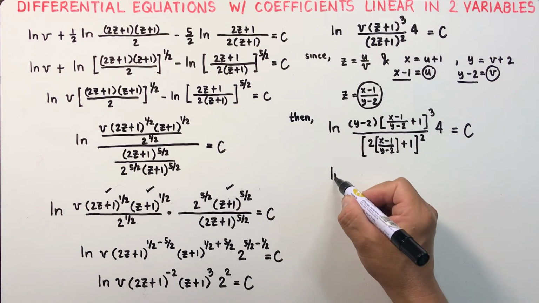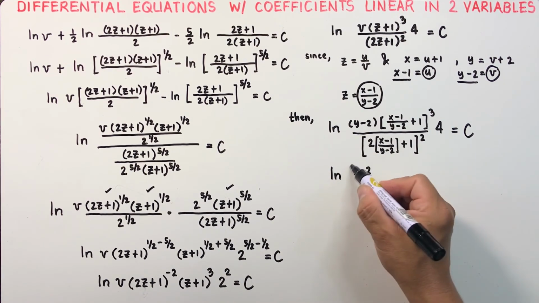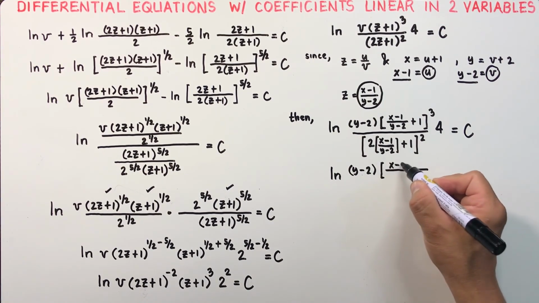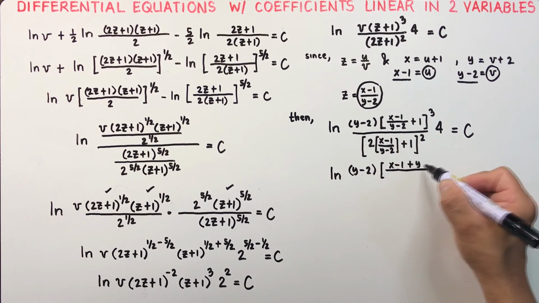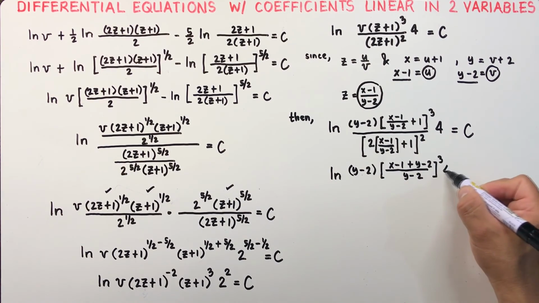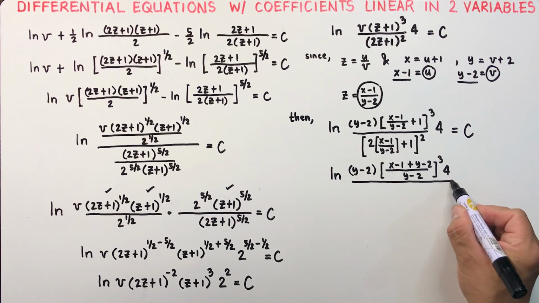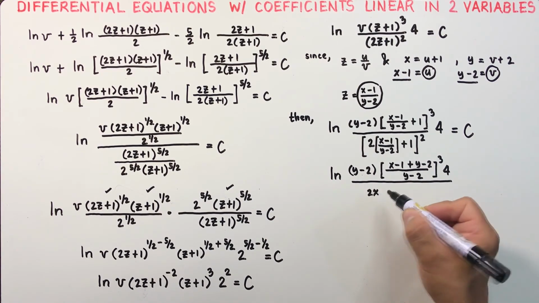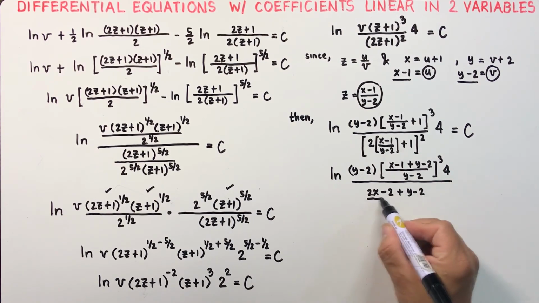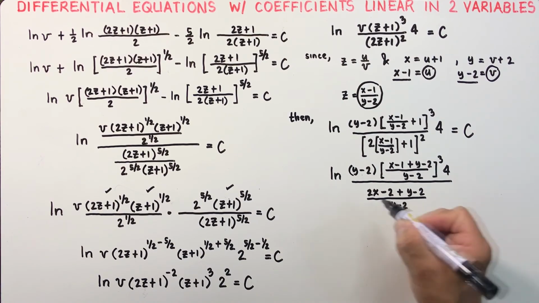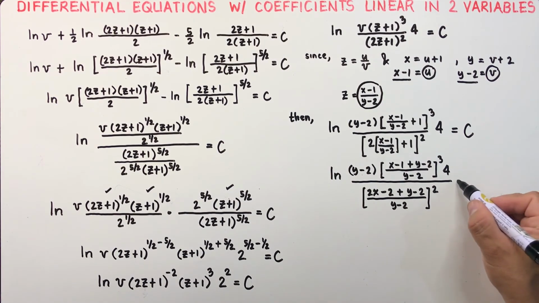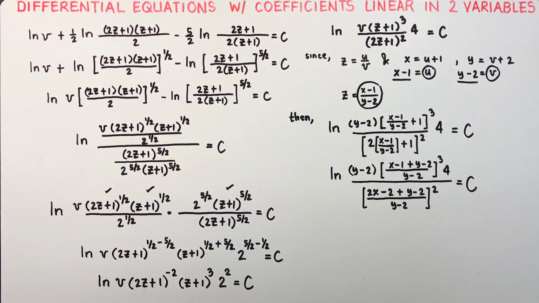So simplifying our fraction, we have the natural log of y minus 2 times the fraction of x minus 1 plus y minus 2 all over y minus 2 raised to the exponent of 3 here. And this is divided by 2x minus 2 plus y minus 2 all over y minus 2. And the whole fraction is raised to the exponent of 2. And of course, this is equal to the constant of integration c.